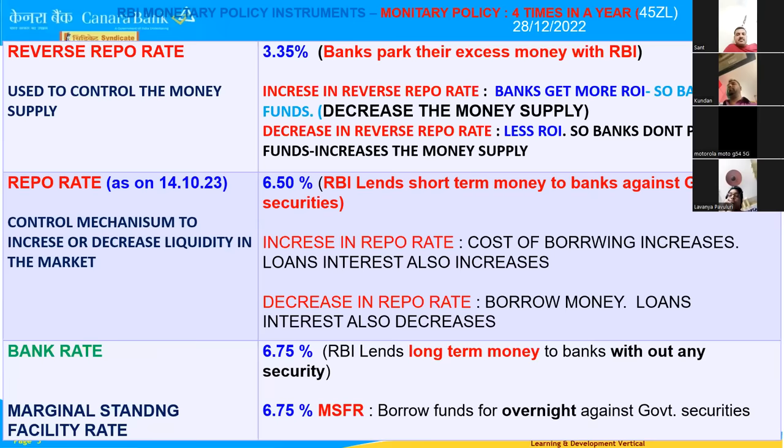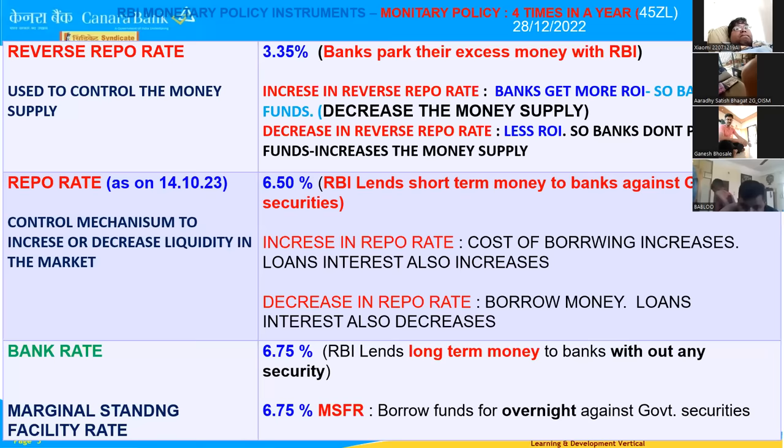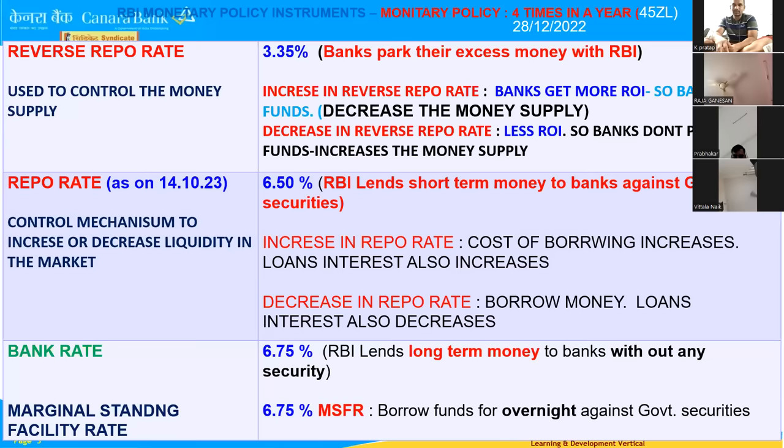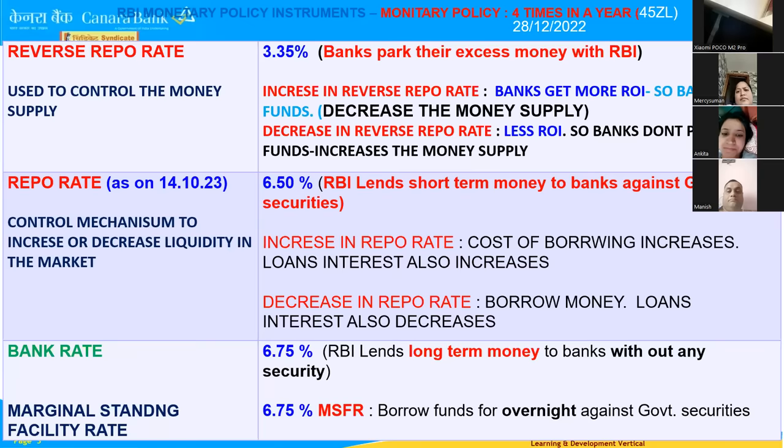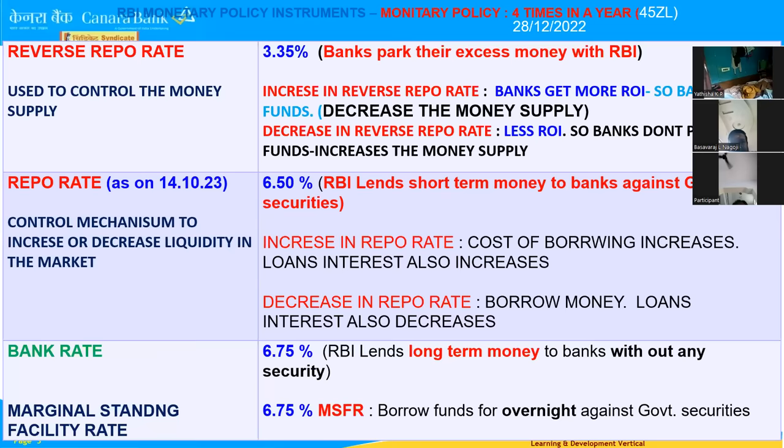Next comes the repo rate. RBI lends money to you, but it is short-term money. Will they give it without any collateral? No. They give it against government securities. Your bank has to give some government securities, and on those securities RBI gives funds to your bank. For that, RBI charges 6.5%. Say our CASA has decreased, we can go and take money from RBI also. RBI will charge 6.5%, but it's short-term money. This is also how RBI controls liquidity in the market.